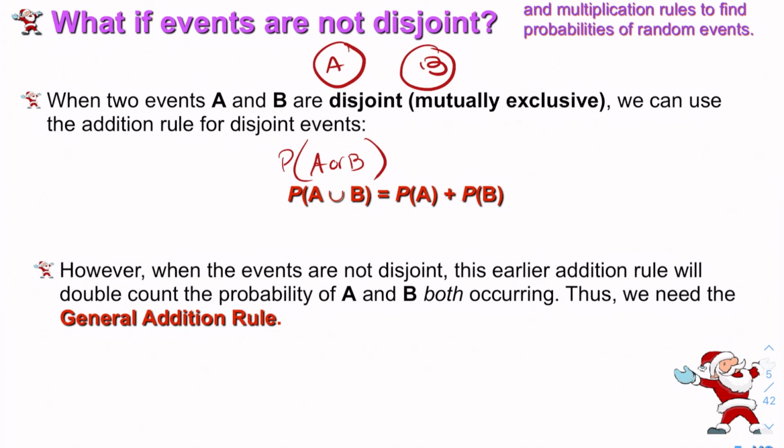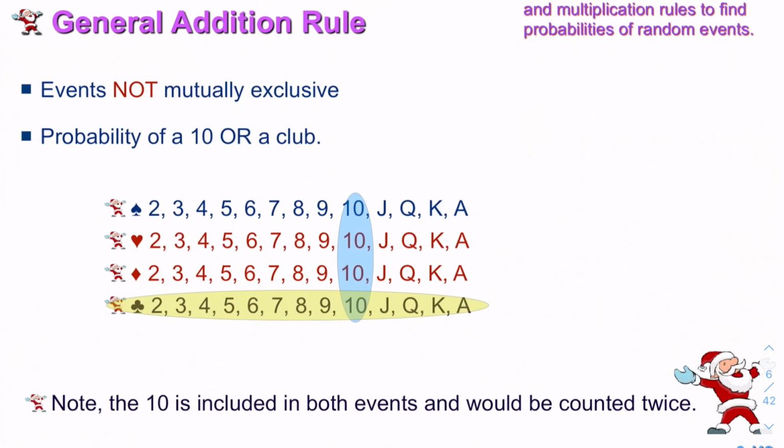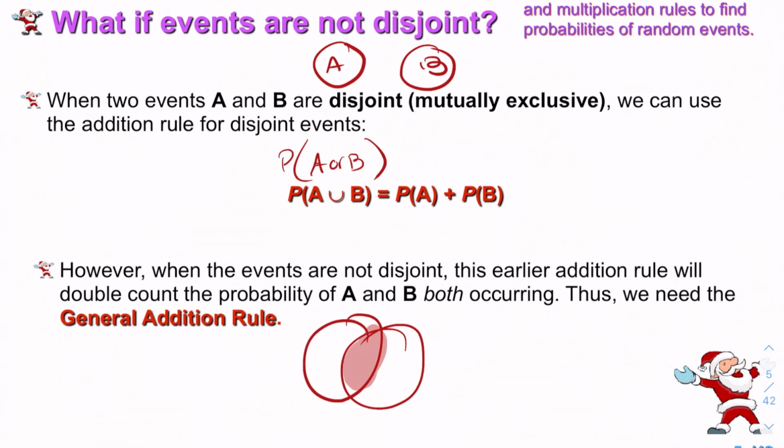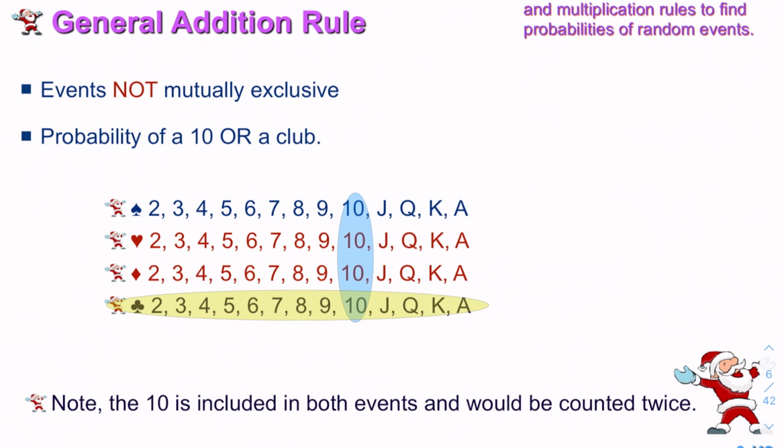Now, however, when the events are not disjoint, or they have something in common, like we saw before, this earlier addition rule will double count the probability of A and B both occurring. We see that this overlap gets double counted, and thus we need the general addition rule. So the general addition rule follows suit just from this example.